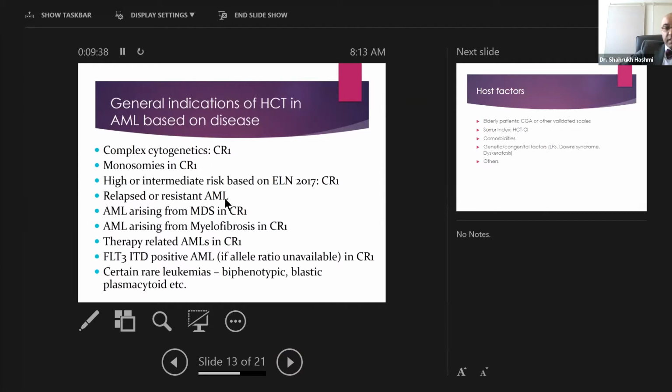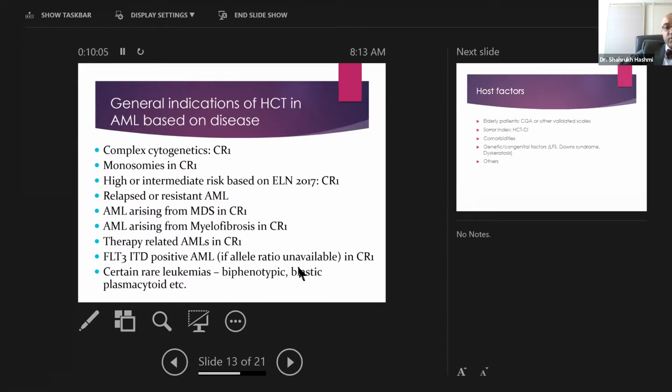That's what I discussed last year in the PSH meeting with Ghulam Mufti. That's what we were debating. That should not be referred, and I agree with them. AML arising from MDS or in CR1, you should transplant right away. For myelofibrosis, there are a lot of conditions, but yes, in general, yes. You should refer the patients to us, and we will definitely work to decide. Therapy-related AMLs, FLT3 ITD positive AML, as I mentioned, and certain leukemias.